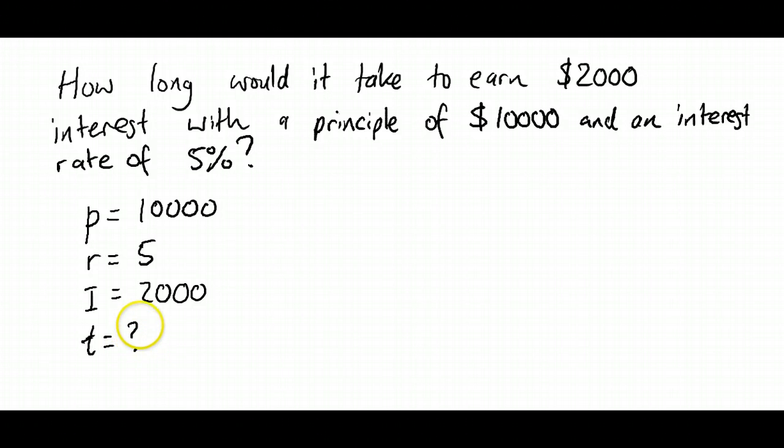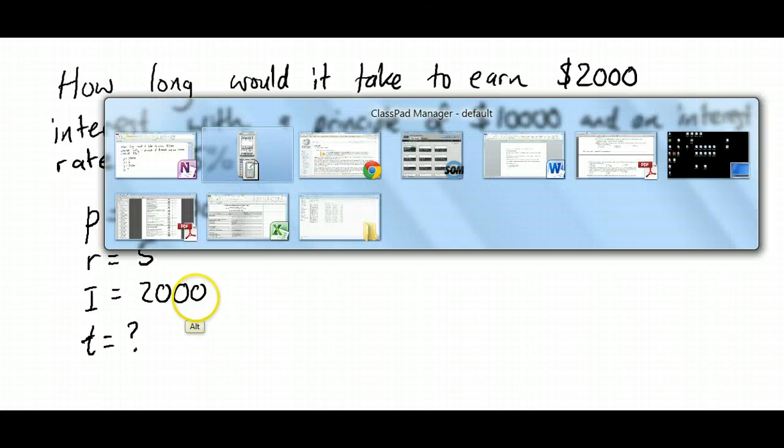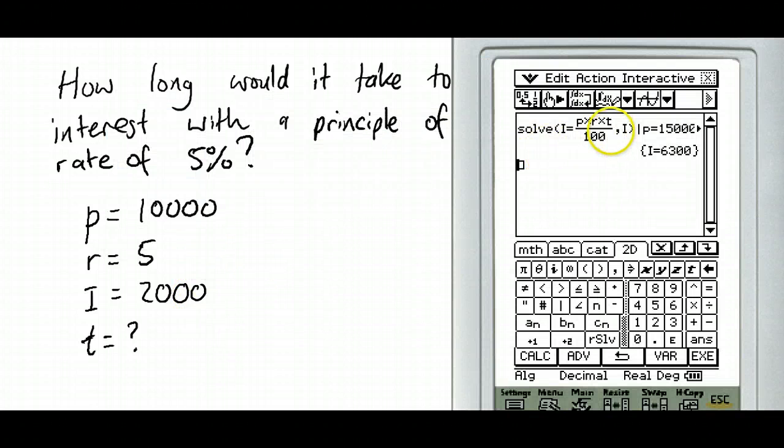Okay, and that's what we want to work out. How much time will it take to get this $2,000 of interest? Alright, let's go back to our equation. Now we don't actually have to change this equation here. All we've got to change is what we're focused on. We're going to change the focus of the equation from I to T.